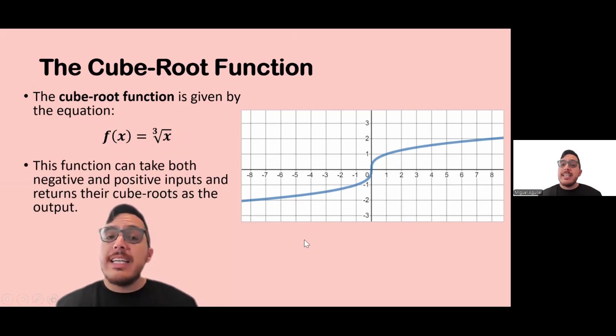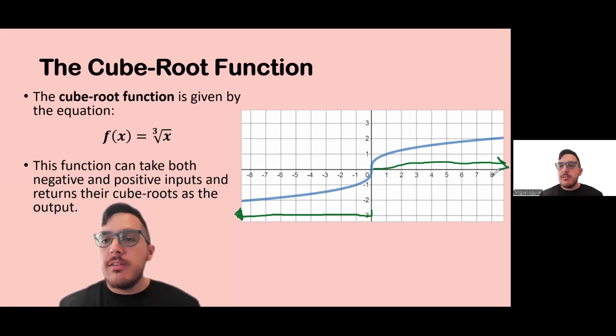Now, this function can take both positive and negative numbers. We can see the domain of this graph over here on the right does take negative numbers. The domain extends into the negative side of our number line, but it also extends all the way to the positive part of our domain, or the positive part of that x-axis.